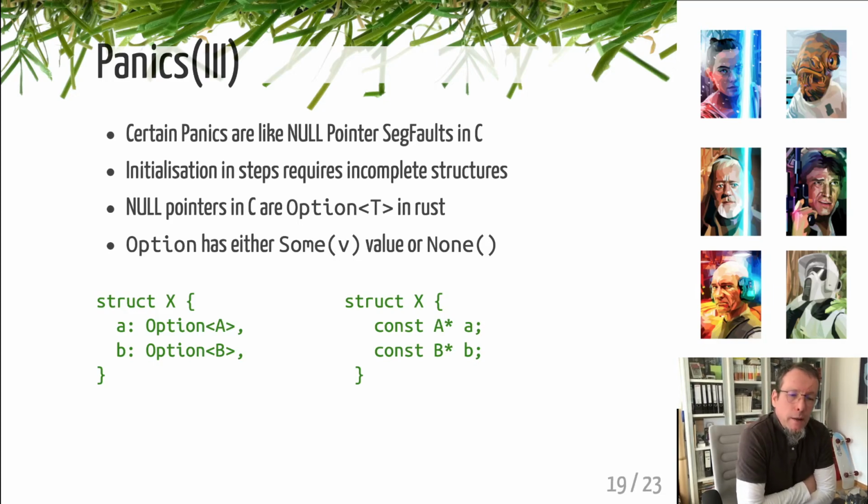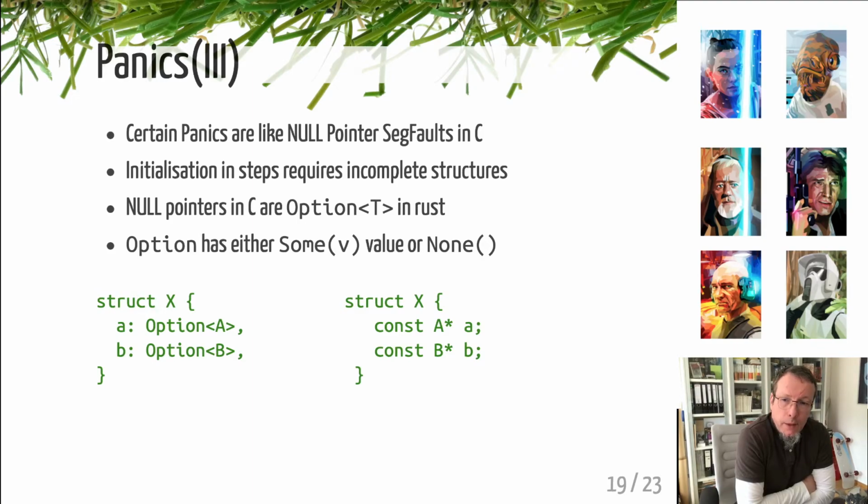So panics are, from our C programmer's point of view, a little bit like null pointer dereferences, segmentation faults, which we have in C programs. When you have a null pointer and try to use it without checking, you get a bus error or segmentation fault, and your program crashes. And why do we have that in Rust as well?